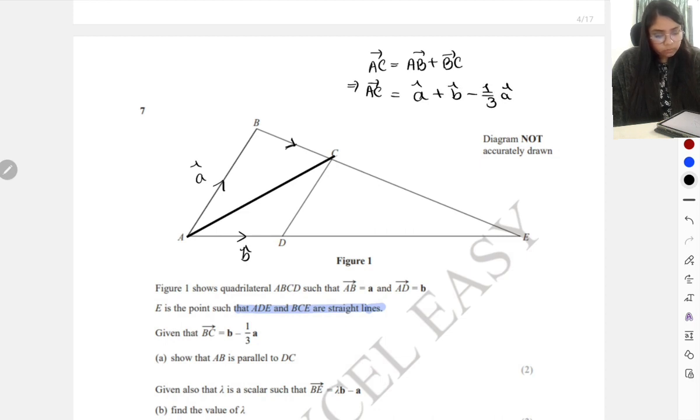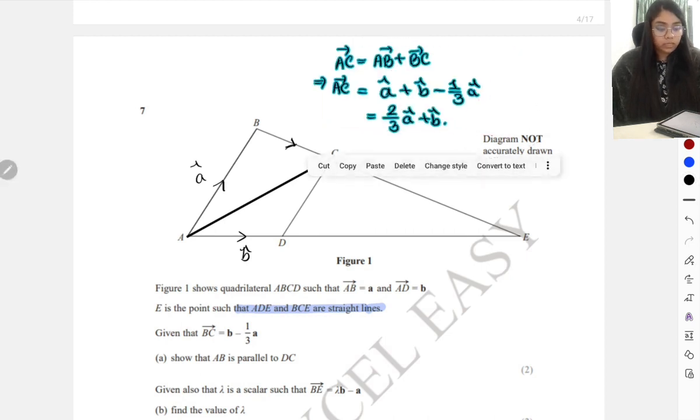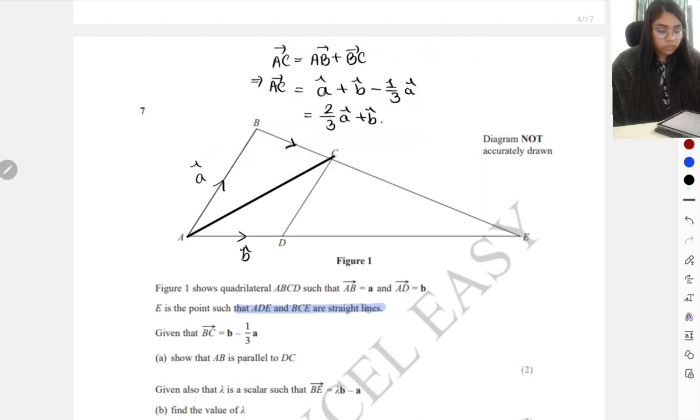1 minus 1 by 3 is 2 by 3, I guess. Yeah, 2 by 3B. Right, so we have the length for AC, and now we'll be moving on to calculate the length for DC. So I'll just first use this and shift it to the right a little bit, and then I'll do the calculations for DC.